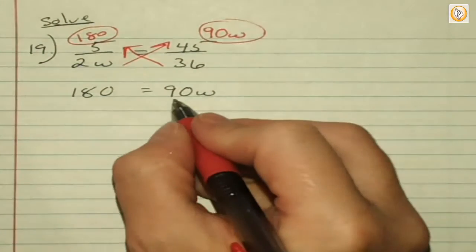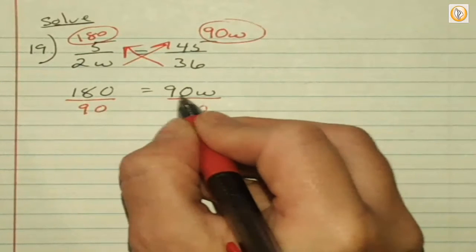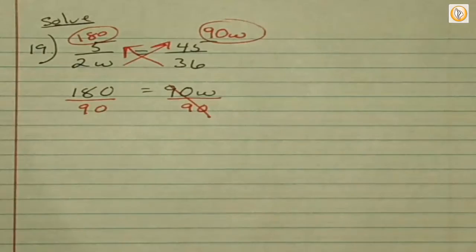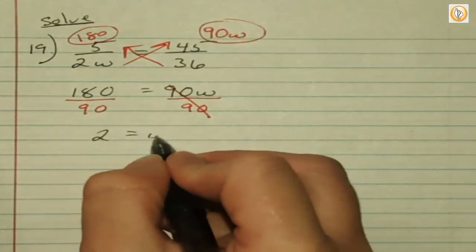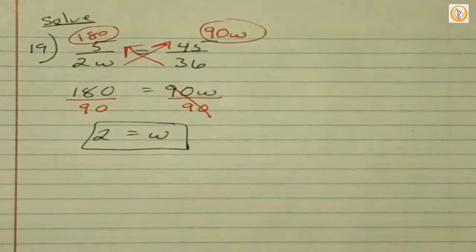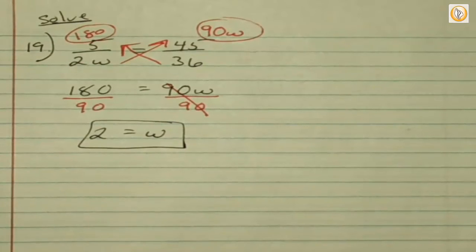And we all know what to do here. We divide both sides by 90 because the 90 is being multiplied with the w. 180 divided by 90 is 2. Any questions? One more. And then I'll set you free. I'll wait till everyone has it down.